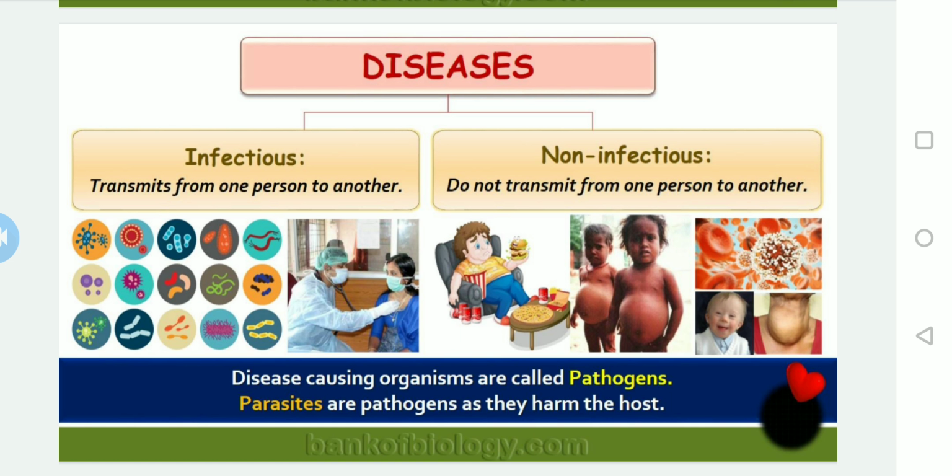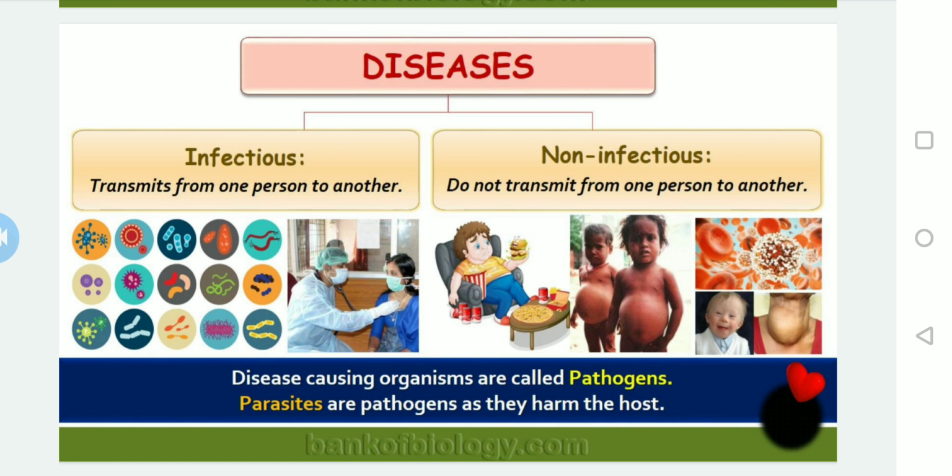First of all, the question arises: how can you define disease? Please note down: a condition in which improper functioning of one or more organs or systems of the body is adversely affected gives rise to various unusual signs and symptoms. Based on that, we can say that this person is suffering from a particular disease.